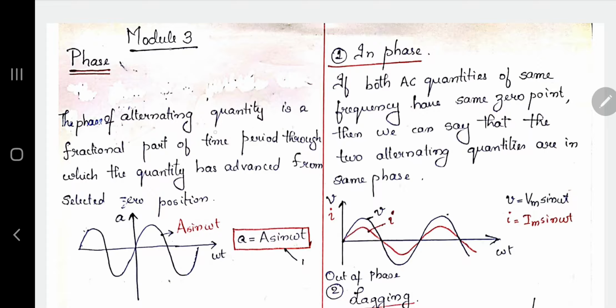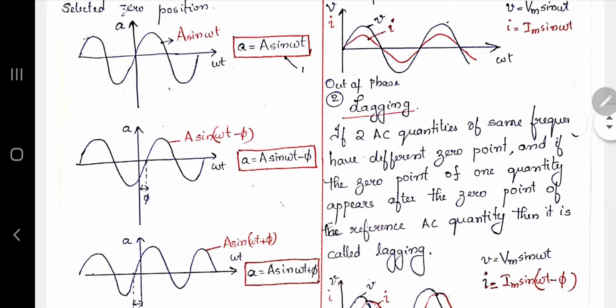The phase of an alternating quantity is the fractional part of time period through which the quantity has advanced from a selected zero position. Okay, so how much the AC quantity has advanced from the zero position? Zero position means there is a reference. To understand it more, we are going through three waveforms as shown, and we are taking a reference axis or zero position, and according to the zero position, we are going to analyze what is the phase of the AC quantity.